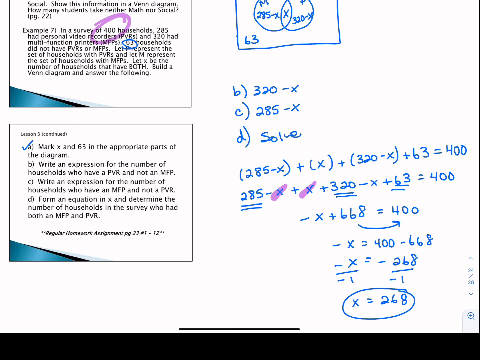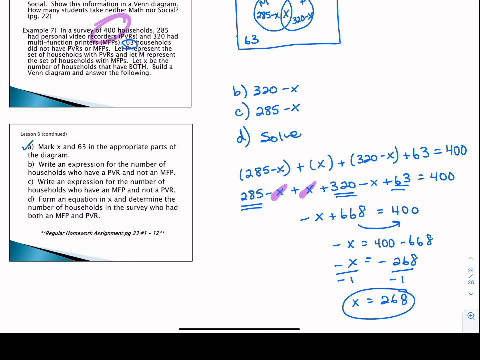We could answer a whole slew of other questions from here. I could say, how many people only have multifunctioning printers? And you'd go 285 minus 268. So you'd see that only 17 people have multifunctioning printers alone. Again, you can answer a whole host of other questions from here.